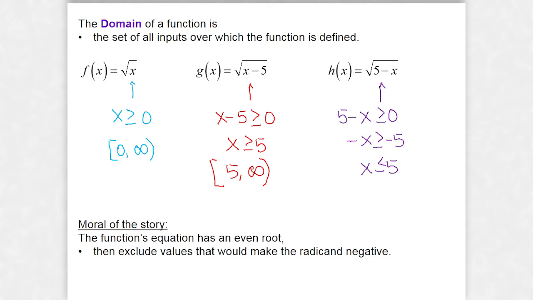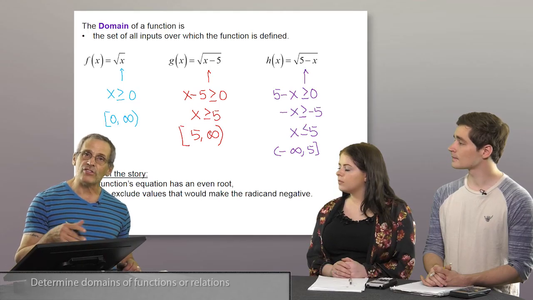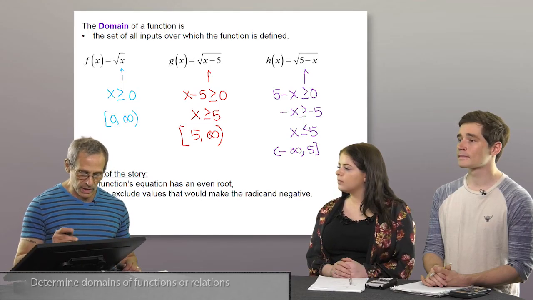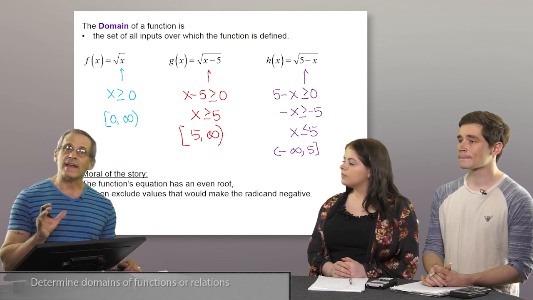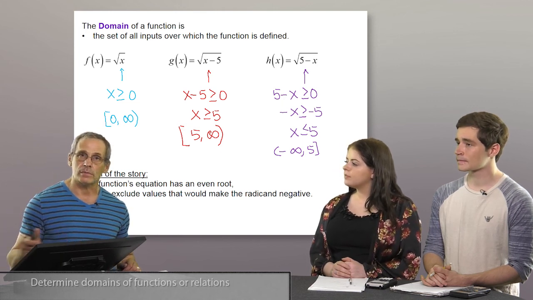Very good. How do I write this as an interval? You would write from negative infinity to 5, including 5. Beautiful. So I would use a bracket on that end. So when you have a function's equation that has an even root, you want to exclude values that would make the radicand less than 0. Thank you.